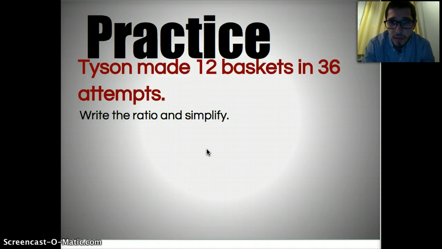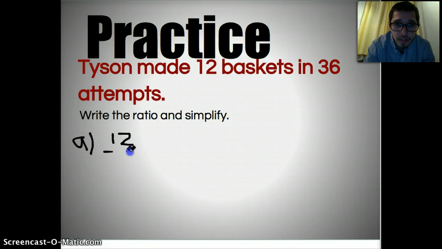Tyson makes 12 baskets in 36 attempts. Write the ratio and simplify. Okay, so that's 2 steps, right? Let's write it out. Write the ratio, which is 12 over 36. But that's only part of it, because now we've got to simplify.